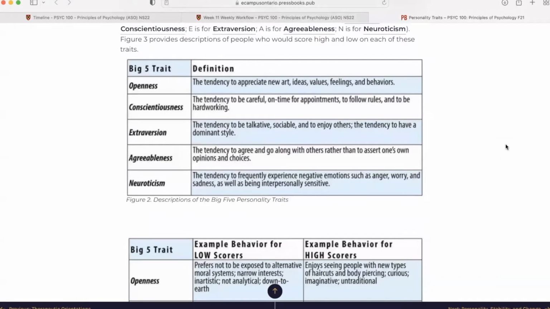Extraversion, the tendency to be talkative, sociable, and to enjoy others, the tendency to have a dominant style. Agreeableness, the tendency to agree and go along with others rather than to assert one's own opinions and choices. And neuroticism, the tendency to frequently experience negative emotions such as anger, worry, and sadness, as well as being interpersonally sensitive.